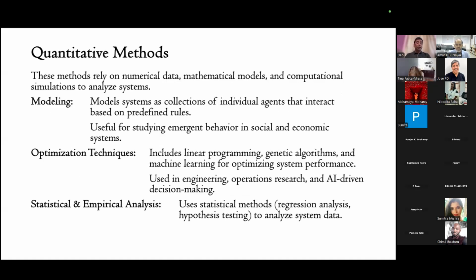So in quantitative methods, we have modeling, which involves modeling systems as a collection of individual agents that interact based on predefined rules. These are useful for studying emergent behavior in social and economic systems. And in quantitative, we have optimization techniques. They include linear programming, genetic algorithms, and machine learning for optimizing system performance, broadly used in engineering, operations research, and AI-driven decision making.